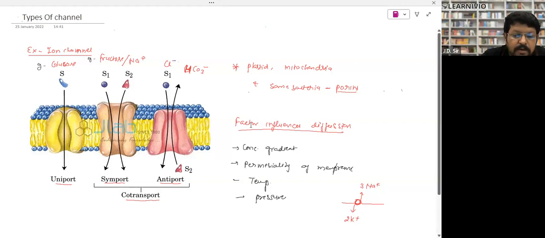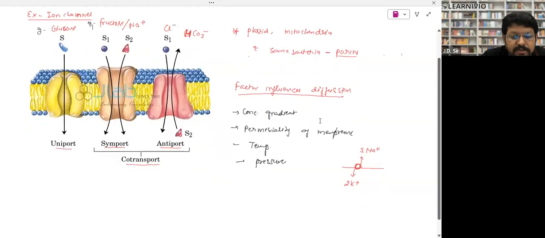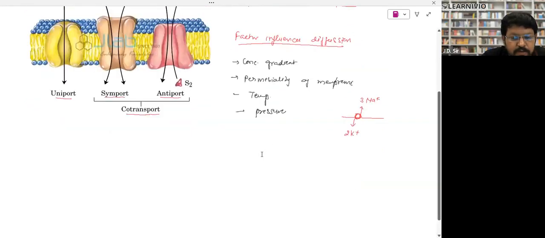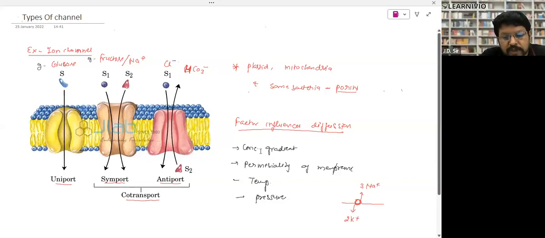Yes. Now there is a small heading: factors which influence the diffusion. Concentration gradient, permeability of membrane, temperature and pressure. They are the four factors. You can note it down. There are four factors which influence the diffusion.